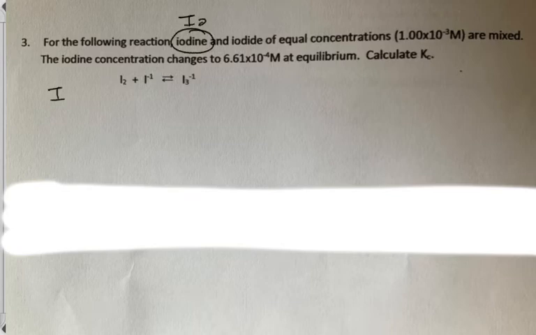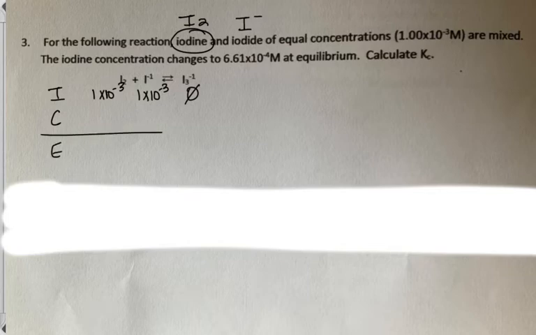So, iodine is I2. Iodide is the ion, I negative. It's important that we can connect the names in the formulas. And so we're starting with 1 times 10 to the minus 3 iodine and 1 times 10 to the minus 3 iodide. We're not told anything about this I3 ion, so we'll assume it's 0. And then we're told that the iodine, the I2 at equilibrium, is 6.61 times 10 to the minus 4. So by subtraction, we can figure out the change.